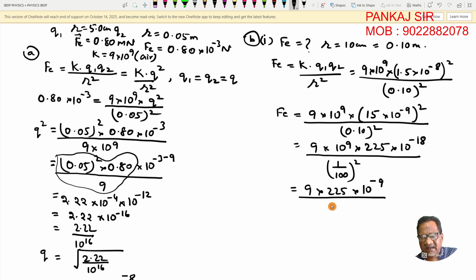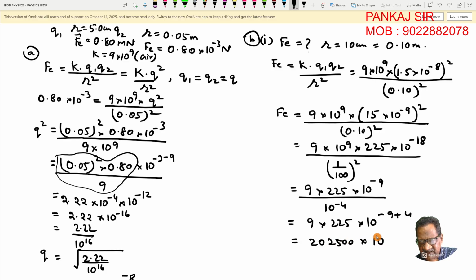Whole thing divided by 10 raised to minus 4. Okay, 1 upon 100 square will be 10 raised to minus 4. This should work out to 9 into 225 into 10 raised to minus 9, and this minus 4 will go up and it will become plus 4. This should give you 9 into 225, which is 202500 times 10 raised to minus 9 plus 4, which is minus 5. Okay, and this should be the answer in Newton. So this is the force value.